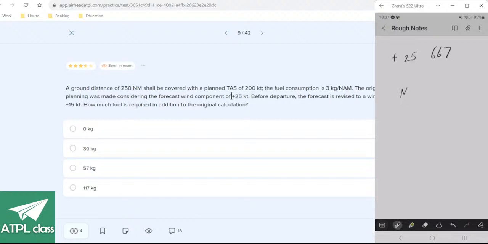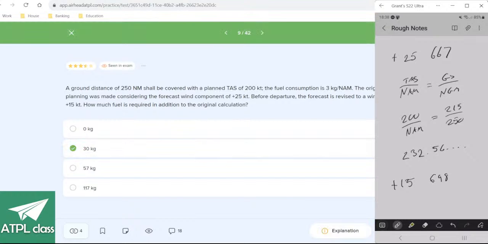Next one, TAS over nautical air miles equals ground speed over nautical ground miles. TAS for the second one is still 200 over the nautical air miles, that's what we're trying to figure out. Ground speed is now 215 over the 250. Again, rearranging, 200 times 250 divided by 215. I'm getting 232.5, 5, 6, and so on. Times that by 3. For plus 15, we're getting 698. 698 minus 667 is 31, or 30.